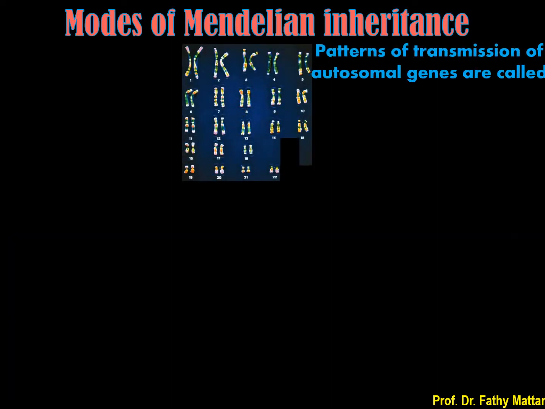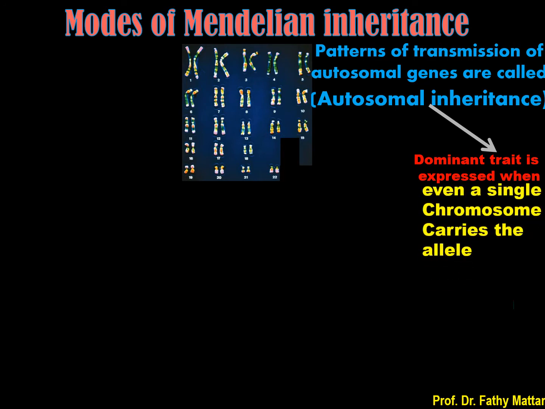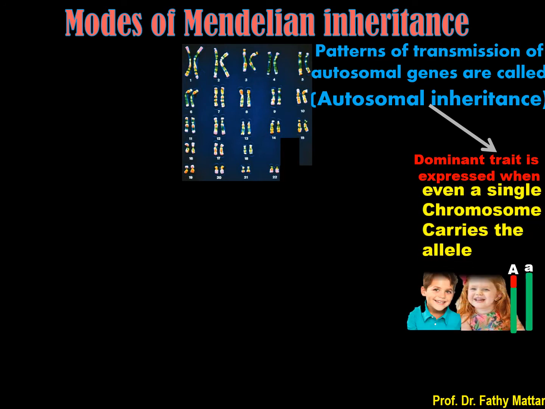Modes of Mendelian inheritance. We know that the chromosomes are either autosomes or sex chromosomes, which is XY. The pattern of transmission of autosomal genes is called the autosomal inheritance. Dominant trait is expressed when even a single chromosome carries the allele in both males and females.